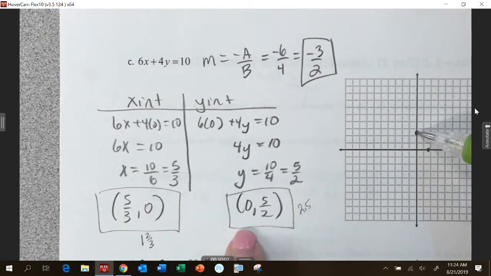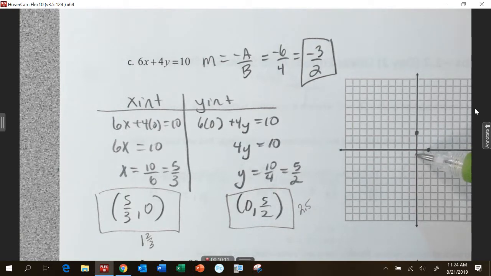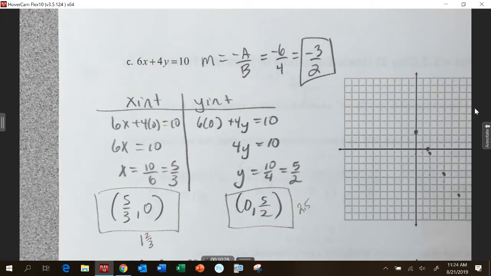Just know that if you're going to use your slope from a half, then you're going down 3 full blocks. So I'm going down 3 full blocks, I'm going to end up at a half. Over 2 full blocks, I'm going to end up at a half. 3 down, 2 over. Or we could go up and then back.